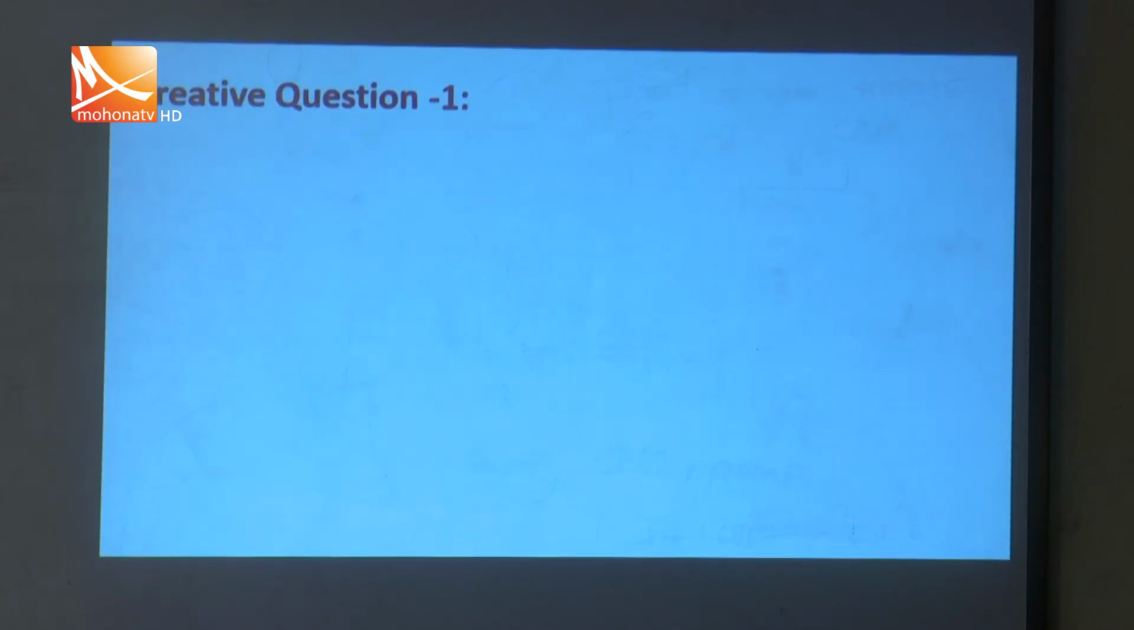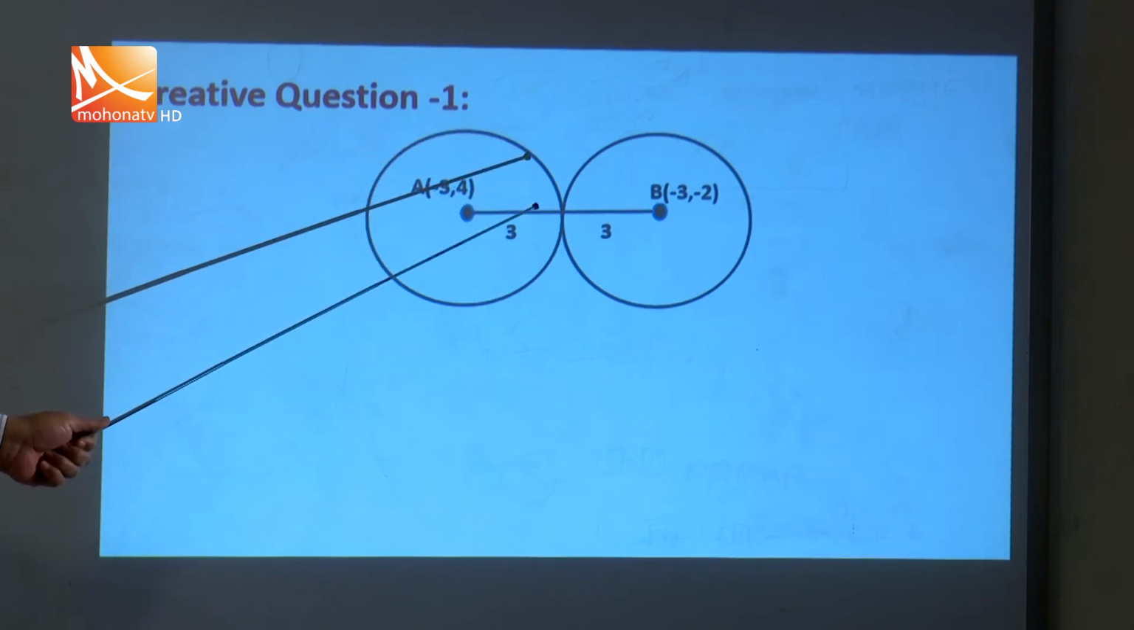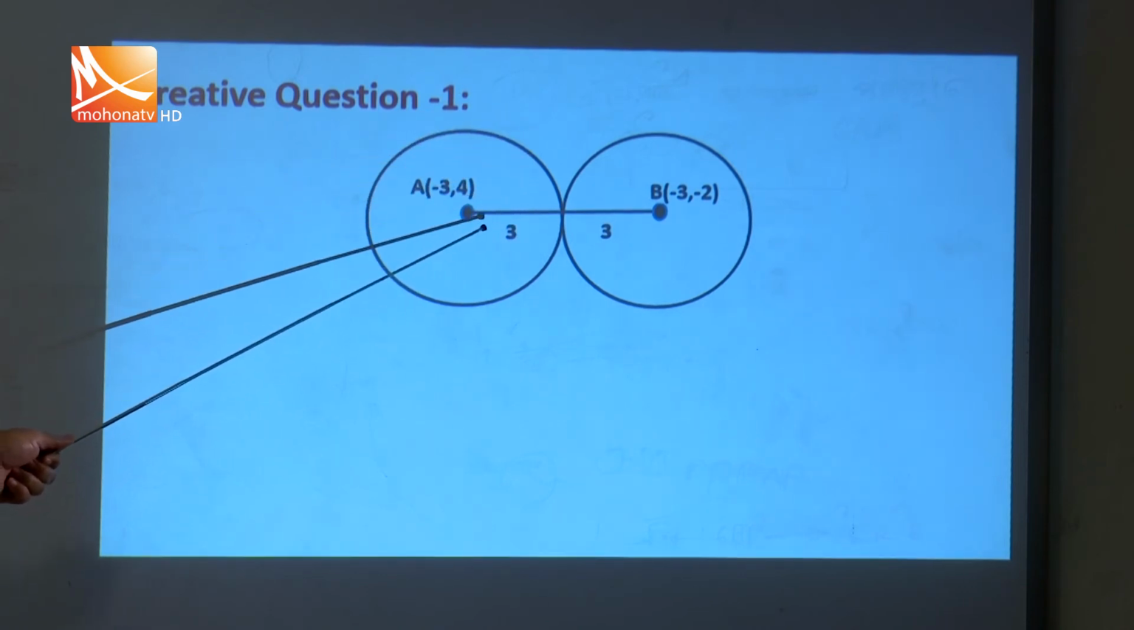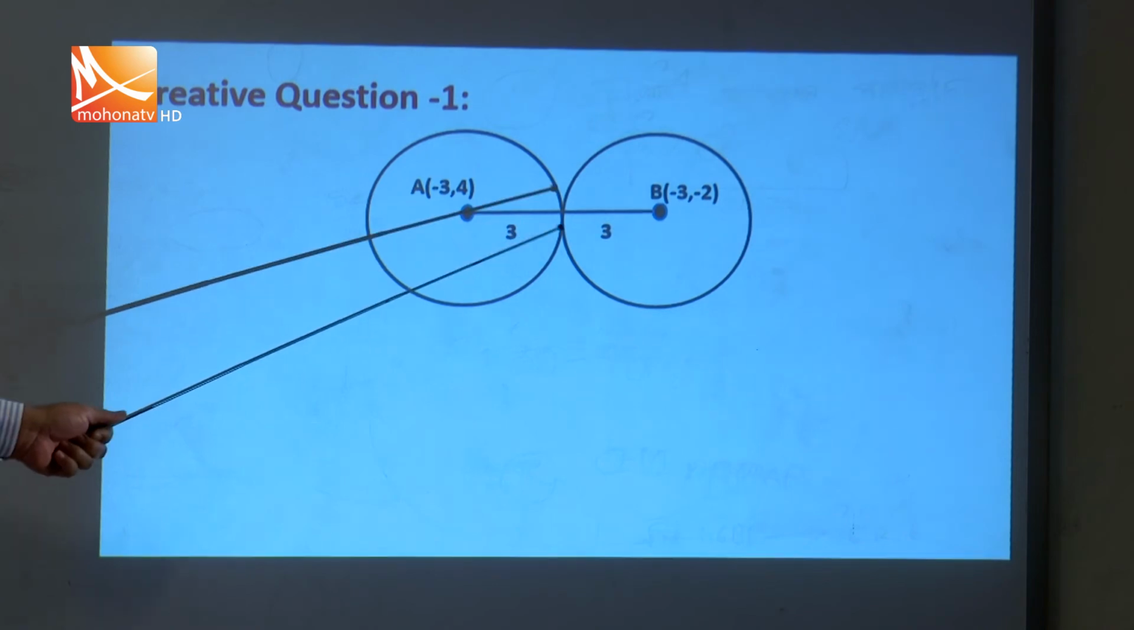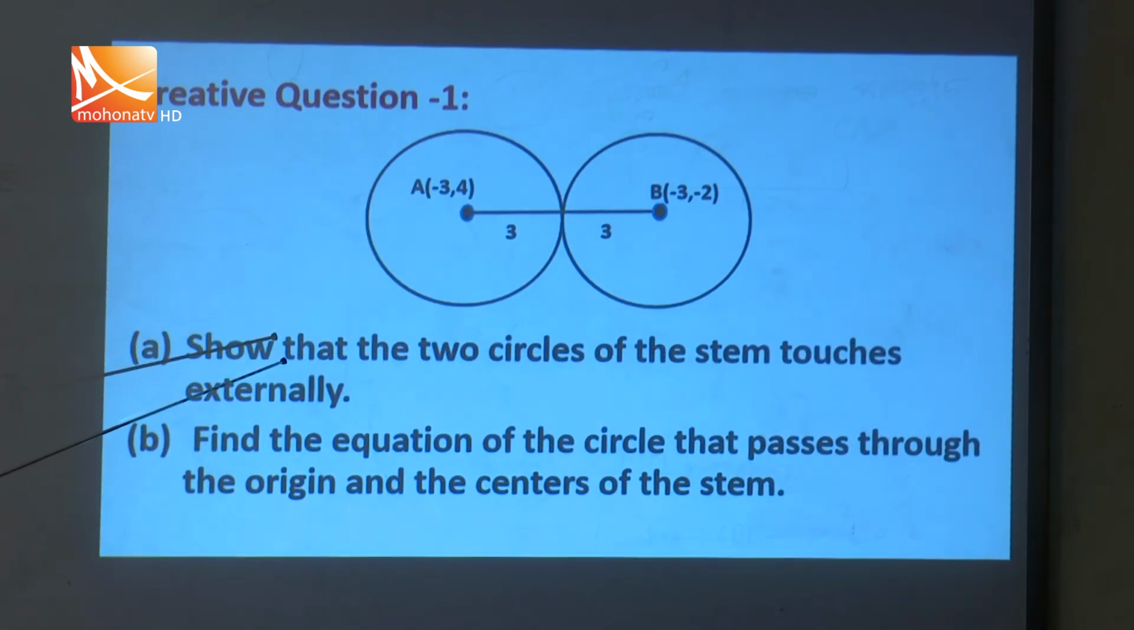Now I would like to show you a creative question. You just see that there are two circles. These two circles intersect each other, whose centers are A (minus 3, 4) and B (minus 3, minus 2), and their radii are 3 and 3. Then there are three questions. First, show that these two circles touch externally.